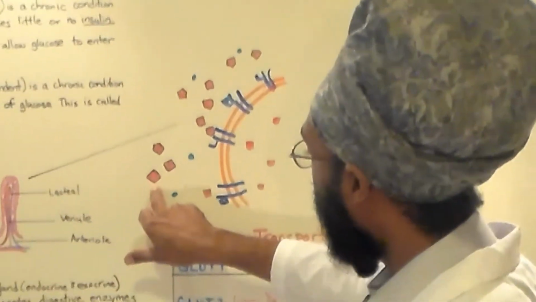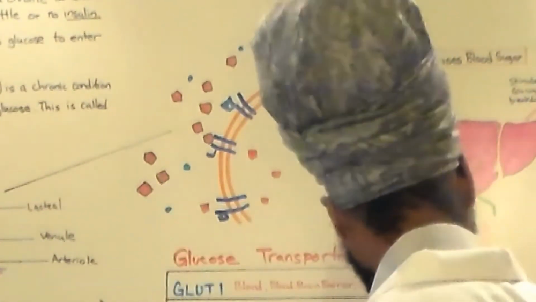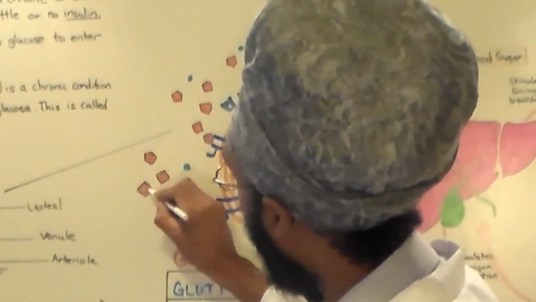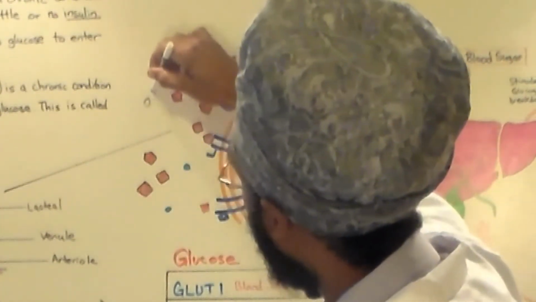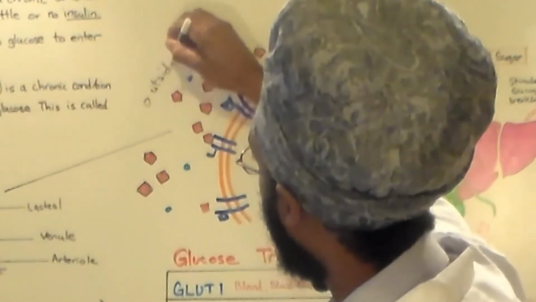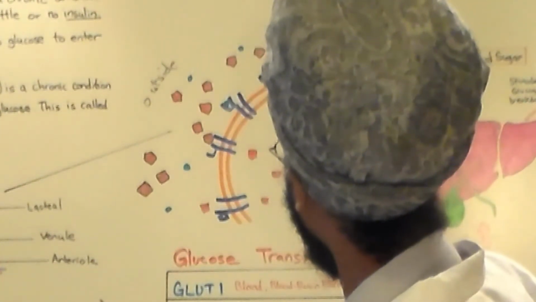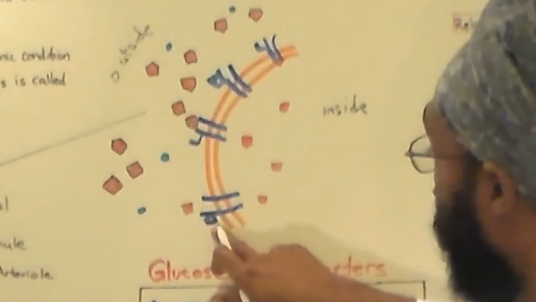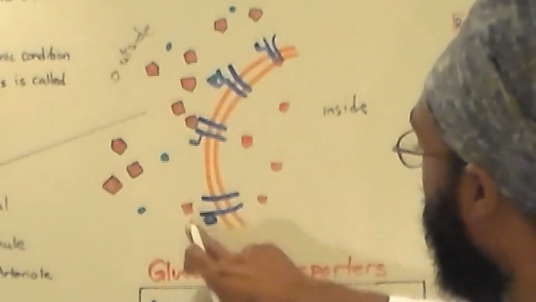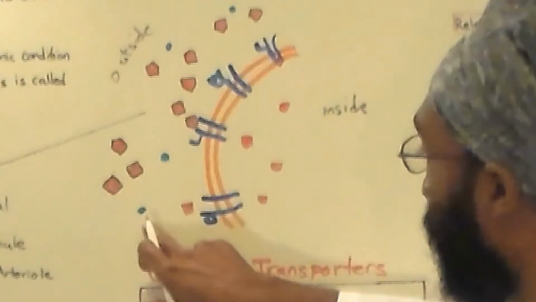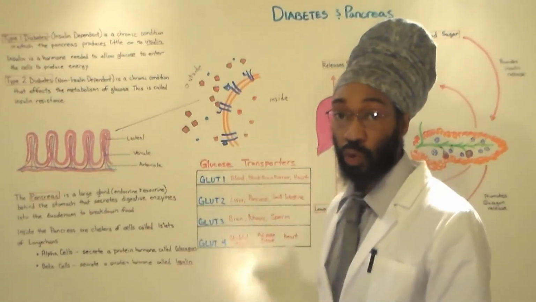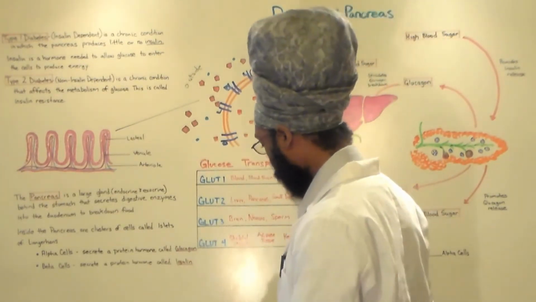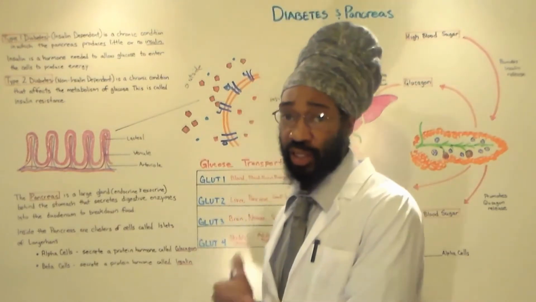So the red structures here actually represent our glucose. These are our glucose. This is outside the cell. This is outside. And this is inside. And these are our insulin receptors. Now, they're looking for the blue, which is the insulin. They're looking for that to bind to it, and they can bring them into the cell. So, any normal person, this would happen.